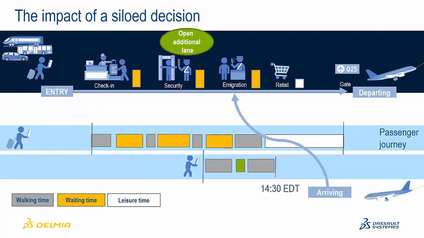And maybe even worse, when we look at another passenger's journey that makes use of the same touch points. Here we have a connecting passenger that has to go through immigration, and he had a very tight connection already. But because of the decision of increasing capacity at security, this transferring passenger now has to wait longer at immigration, and therefore could miss his connection. So again, when we look at a siloed approach, we might not even improve the service. We could even make it worse for another group of passengers.